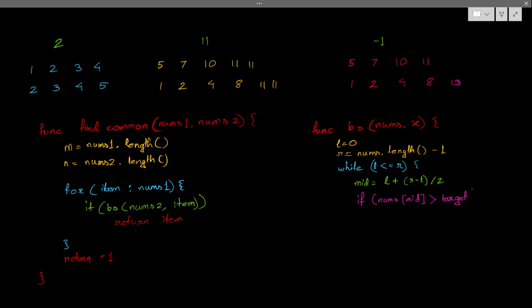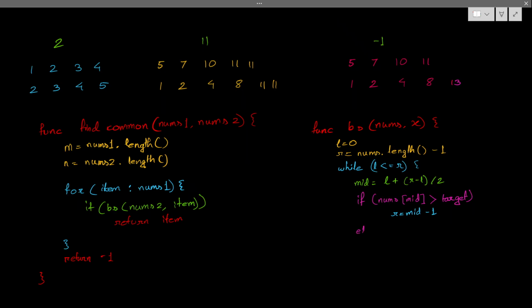So nums of mid is greater than my target. That means my target is present in the left side of the array, right? If that is the case, what do we do? We simply write the assignment: right will be my mid minus 1. Okay.